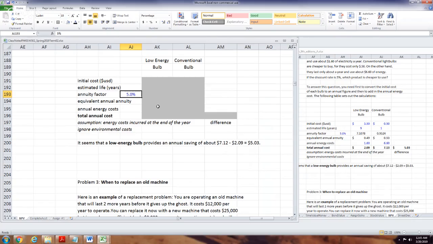So our discount factor is 5%. Initial cost for the low energy bulb is $350. The old version is 50 cents. Okay. This has 9 years. This is a year, which is there. Okay. You have all those. Annual energy costs 160, 660. Okay. So you have all that stuff there.